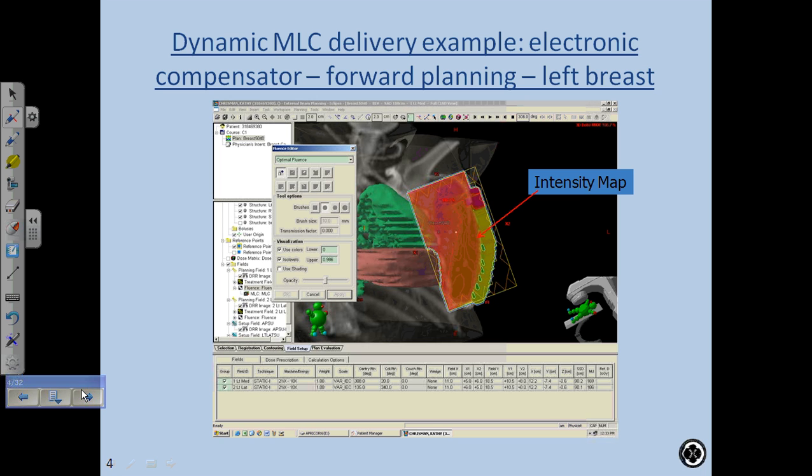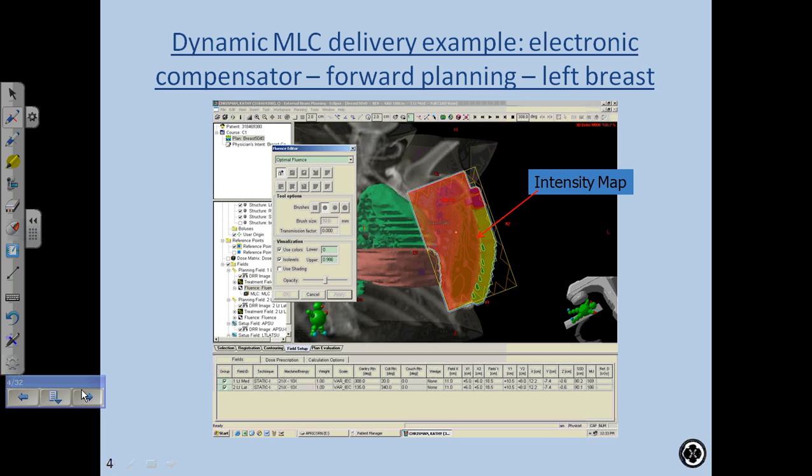Now, with an electronic compensator, you place your beams manually, so you set up your beams, and then the computer calculates the missing tissue. If the transmission or the thickness of the breast is low here, then it's going to deliver less dose there. And if the separation is high here, it's going to deliver more dose there.